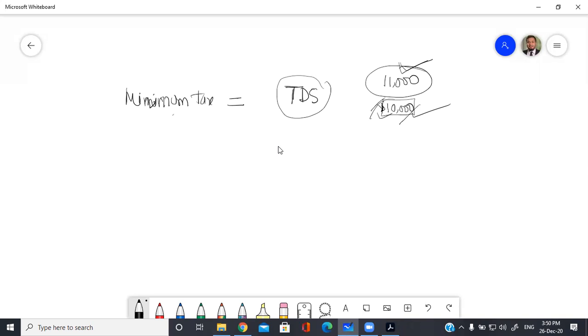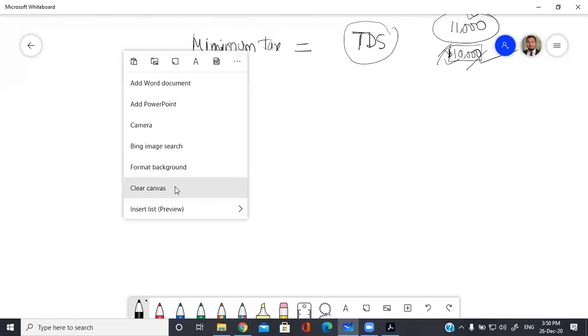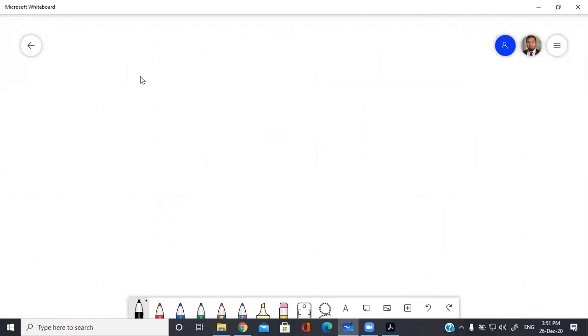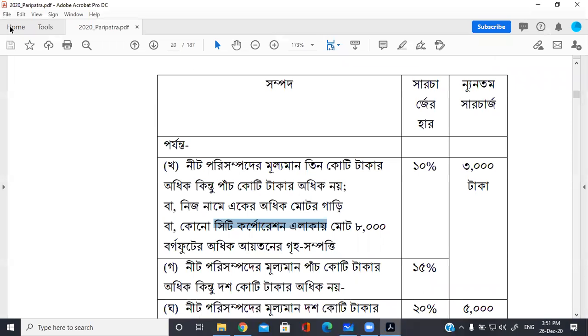Okay, now let's continue for today's class. Let me clear the canvas. In relation to the tax deducted at source, there is another tax which is known as advance tax. Usually we pay taxes on the assessment in the assessment year based on the income in the income year. So you already have come to know that assessment year is followed by income year, or income year is followed by assessment year. Which one is the true statement?